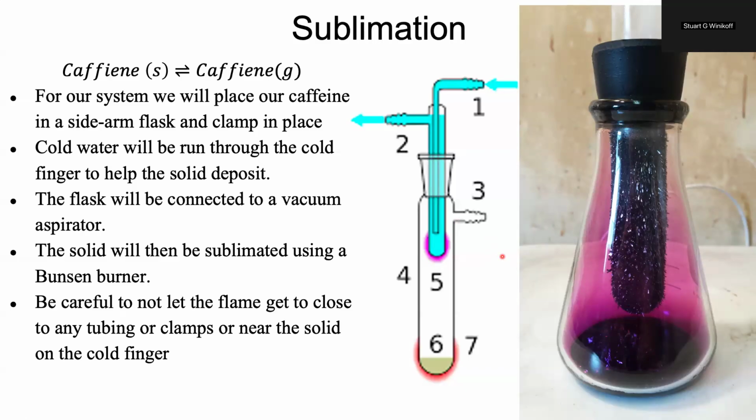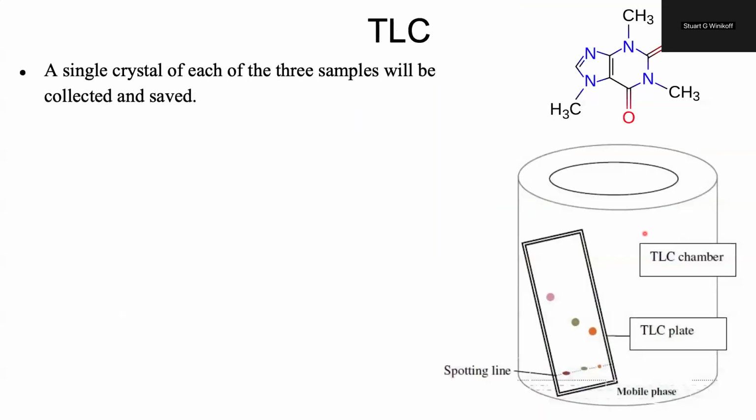The other thing is you don't want the heat to get too near that cold finger. Otherwise, you'll essentially evaporate or sublimate your solid off of that cold finger. Once we've done this, we can go ahead and pull that cold finger out of our container after turning off the vacuum and go ahead and scrape all of our caffeine onto a weigh paper and then measure how much caffeine you produced on the balance.